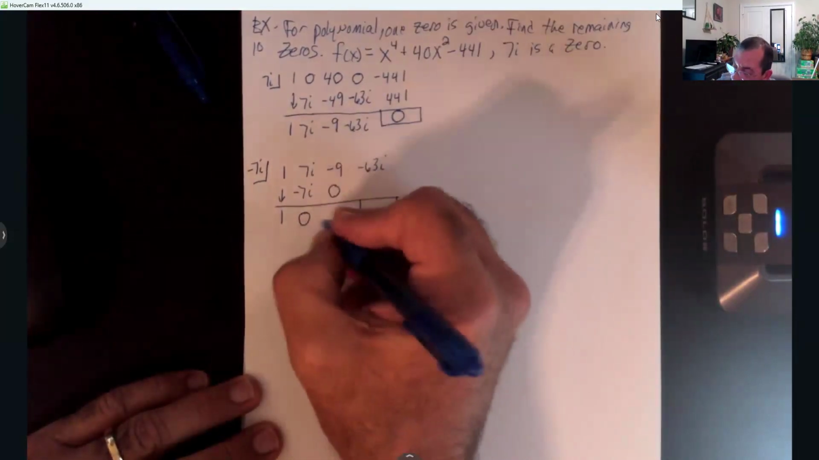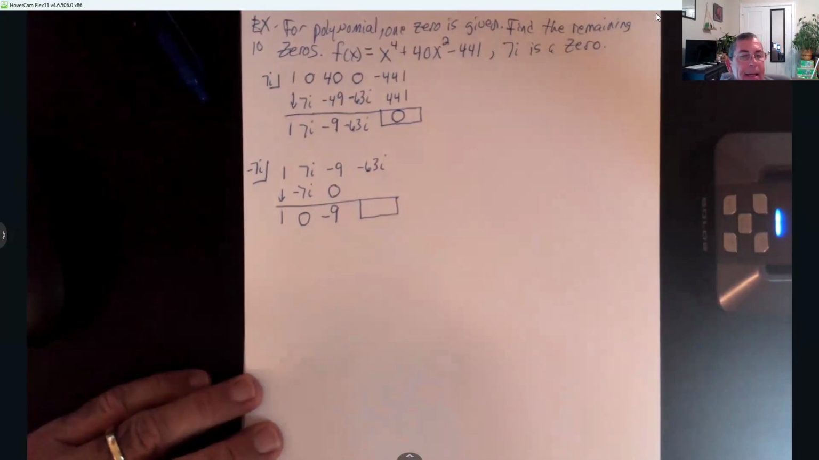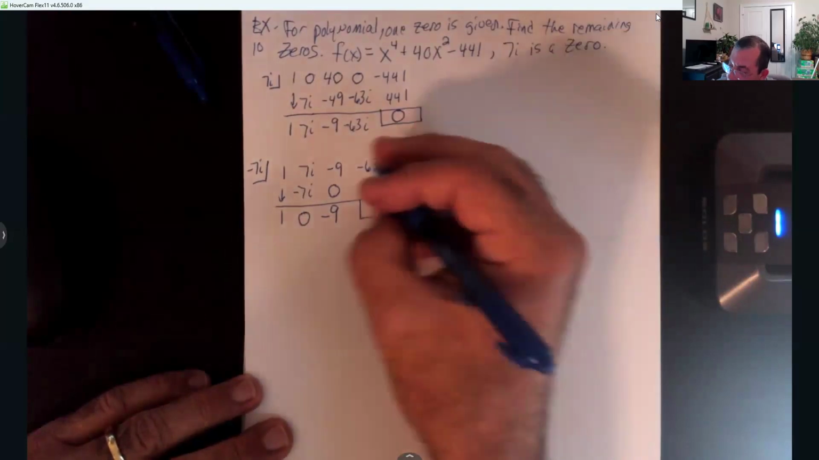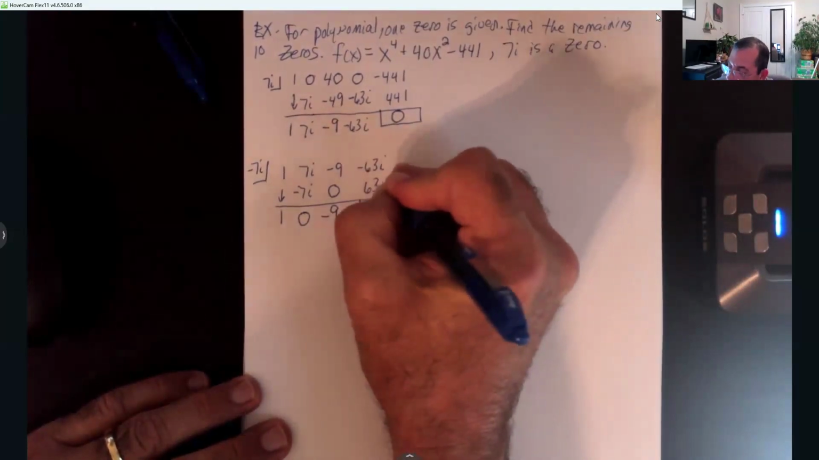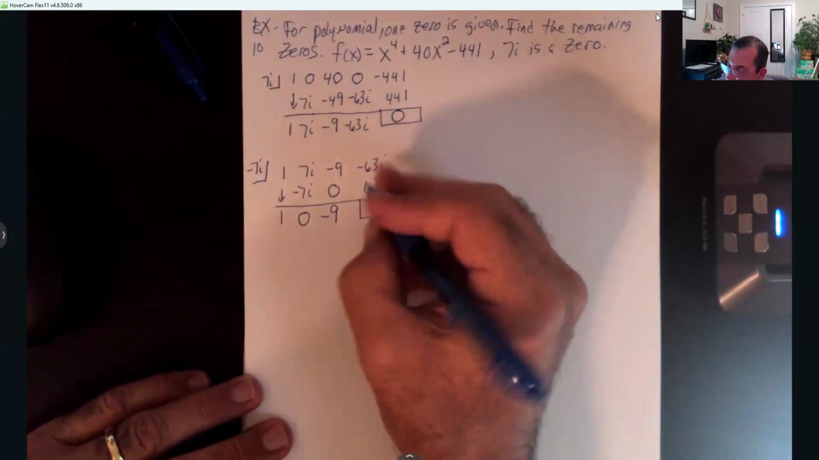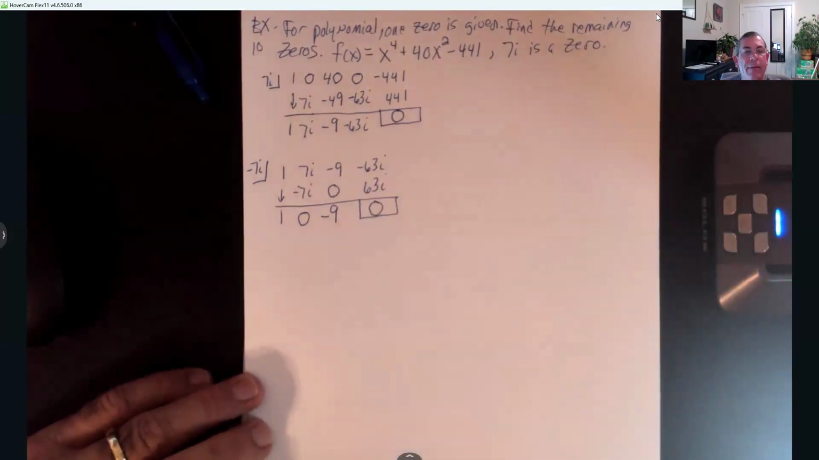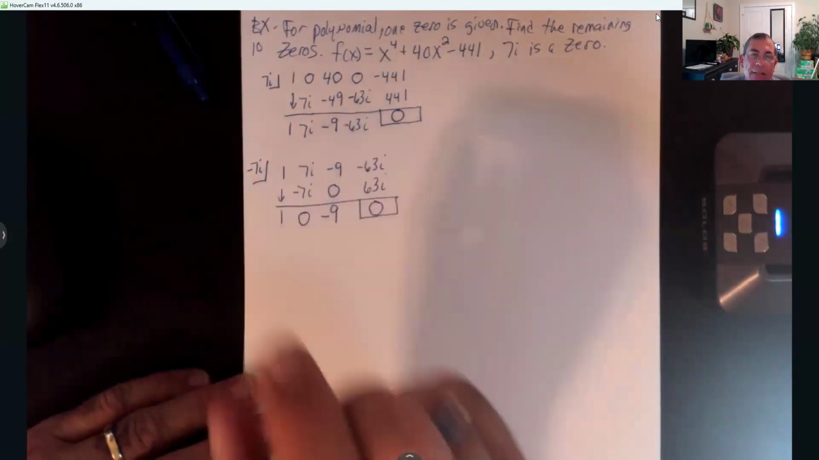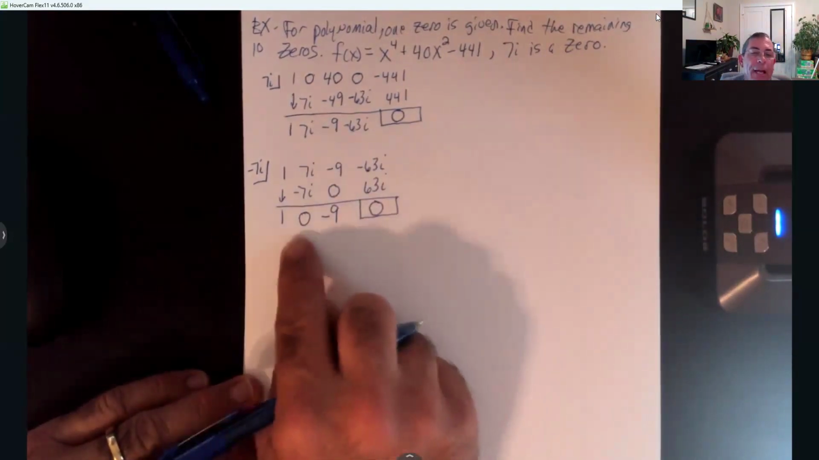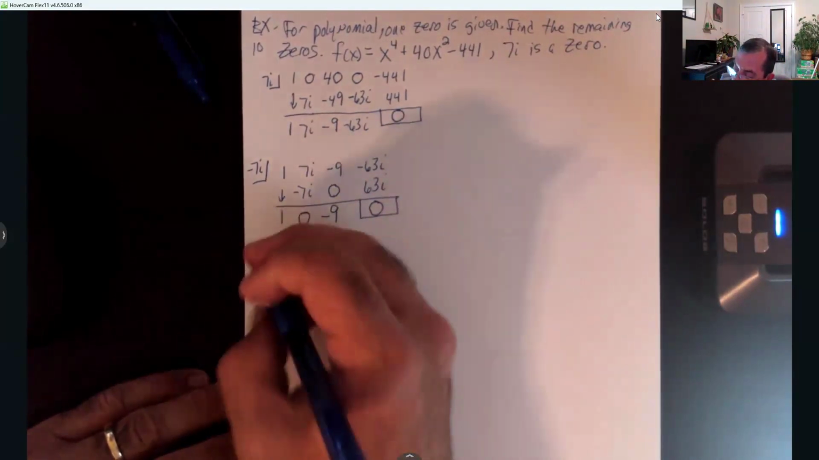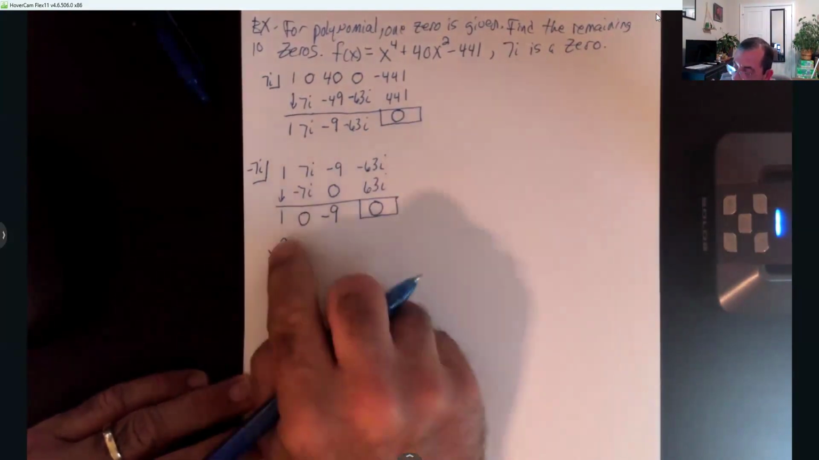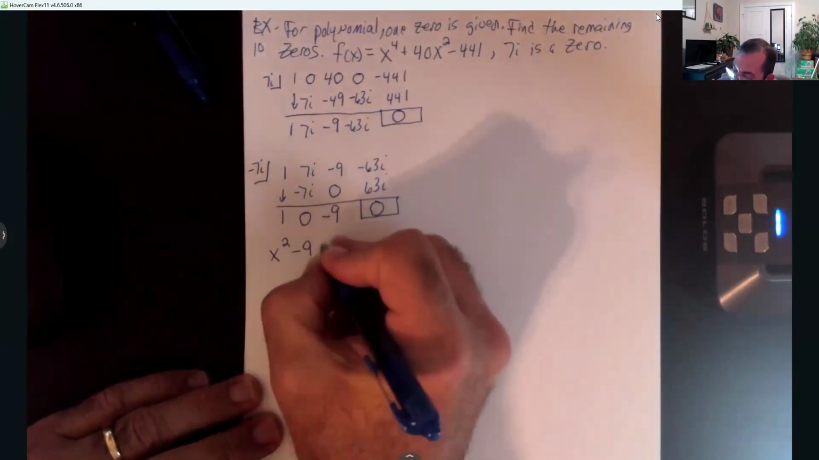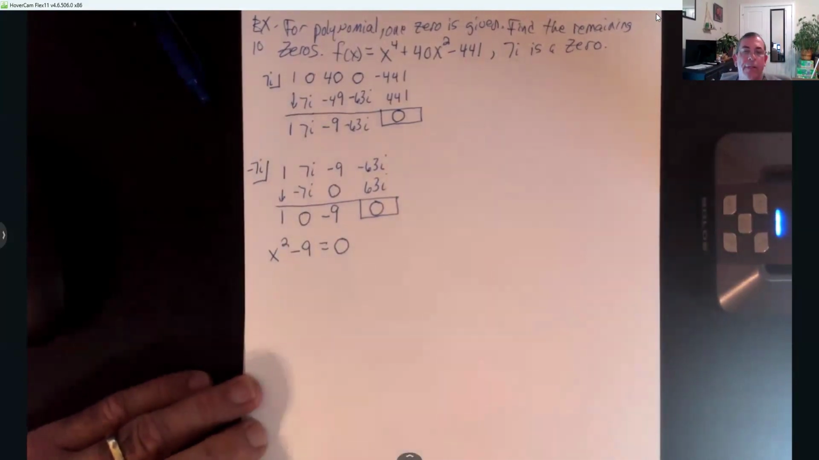Negative 9 plus 0 is negative 9. And y'all look at that. Negative 9 times negative 7i is a positive 63i. When you add them together, you get a 0 answer. So the first of our other zeros is negative 7i. Now we're down to three numbers. We got an x squared plus 0x minus 9. All this is equal to 0.